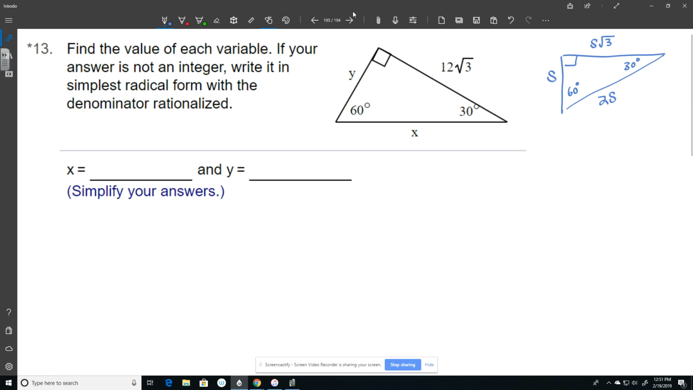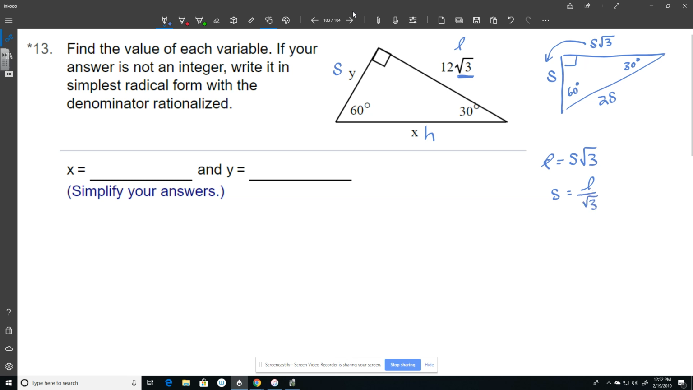So looking at this picture, my short side is right here, is the y. My hypotenuse is down here. And the 12 root 3, that's my long side. That's this one right here. Well, to go from my long side to my short side, all I have to do is get rid of this part, the square root 3. Because to go from the short to the long side is equal to the short side times the square root 3. So that means that the short side equals the long side divided by square root 3.